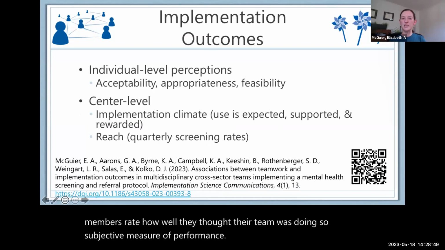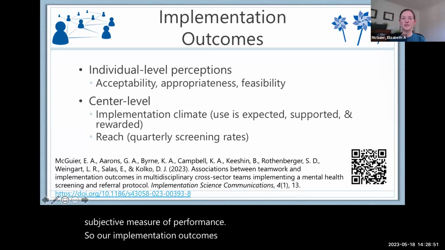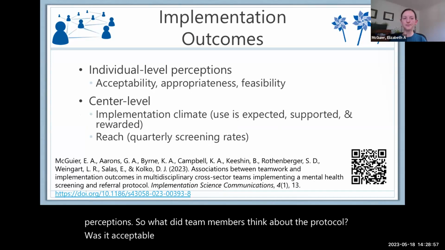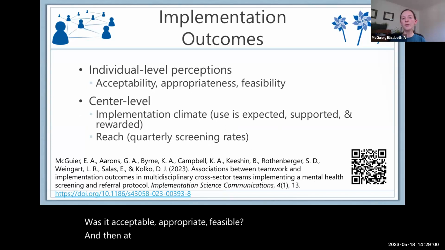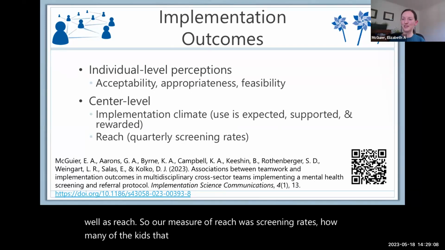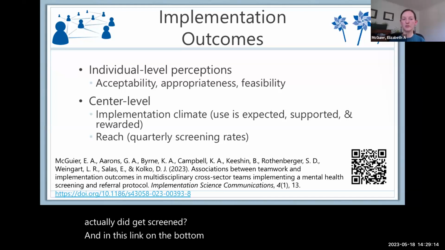So our implementation outcomes, we looked at individual level perceptions. So what did team members think about the protocol? Was it acceptable, appropriate, feasible? And then at the center level, we looked at implementation climate as well as reach. So our measure of reach was screening rates. How many of the kids that should have been screened in that center actually did get screened? And this link on the bottom here is to the paper that reports these results.